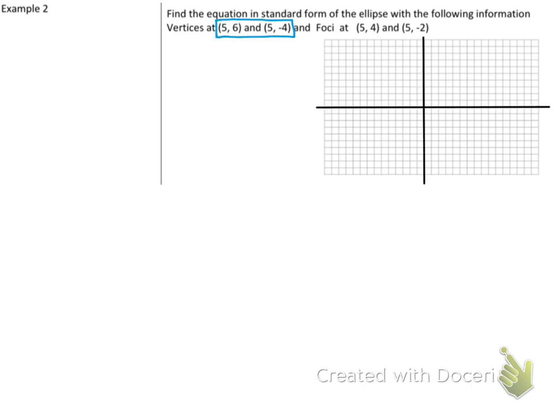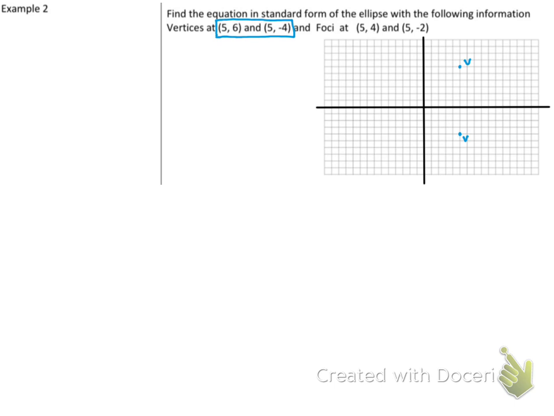Okay, so I set up my graph, and I'm just going to go ahead and start marking things in the picture. So I've got 5, 6 and 5, negative 4. So let's go ahead and plot those on the graph. Okay, as I go through, I'm going to figure out what information I can actually get. Well, I know right now that if the vertices are vertical, so if they're up or down, then that means that I'm getting a major axis or stretched more in the vertical direction.